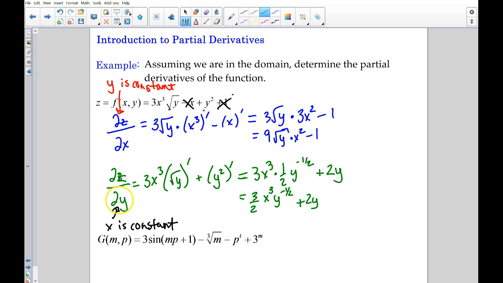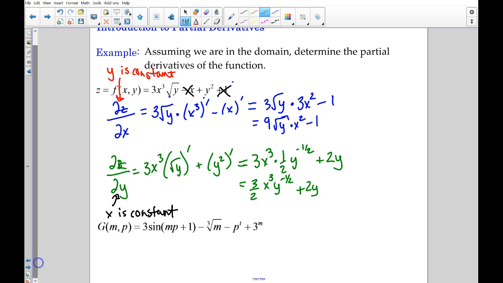Similar thing happened down here when I looked at del z, del y. Since I'm looking at the rate of change with respect to y, x is a constant, so that means that I would group any x's with a constant if they're multiplied or if they're adjoined to a y. Any other x's that are on their own are a constant. Derivative of constant 0.